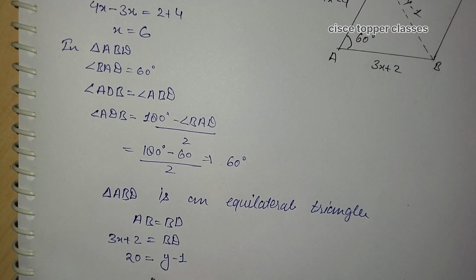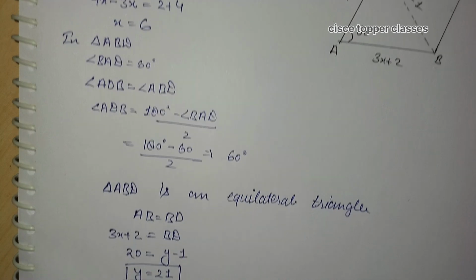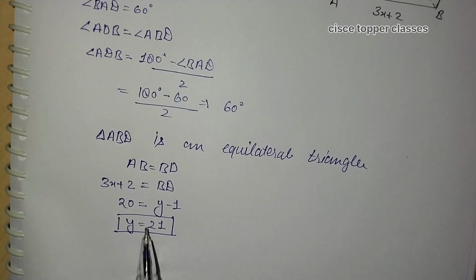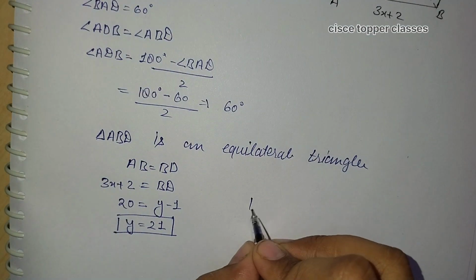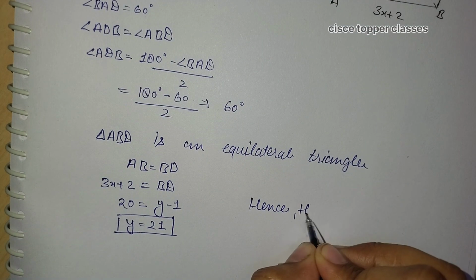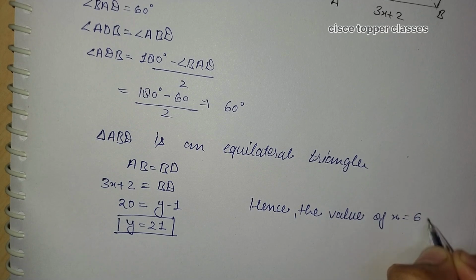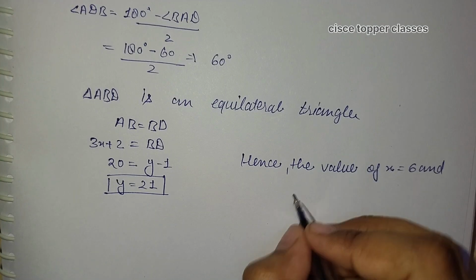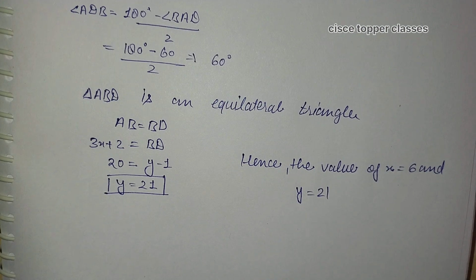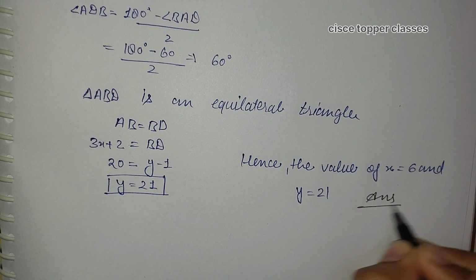BD is y minus 1. So it will be y is equal to 21 from here. We have found the value of y from here. So this is the final answer. We have to find the value of x and y only in this question. So y is equal to 21 and x is equal to 6 here. Hence, the final values are: the value of x is equal to 6 and the value of y is equal to 21. This is the final answer which is asked here.